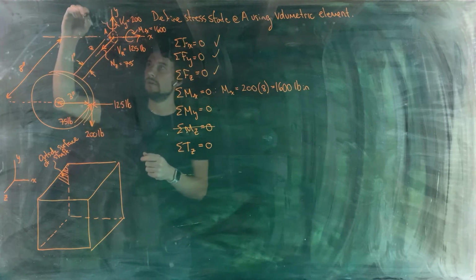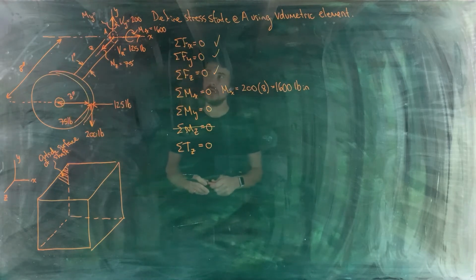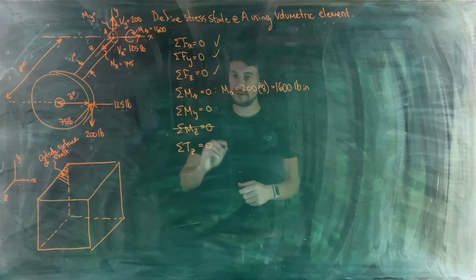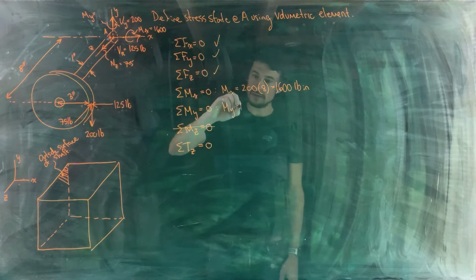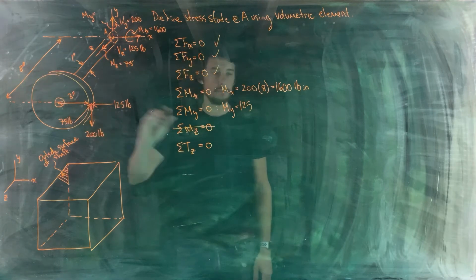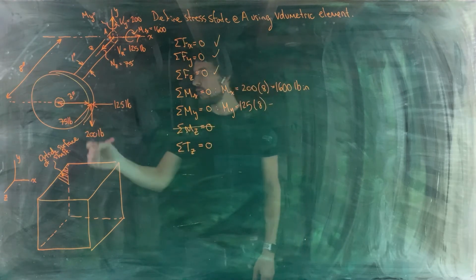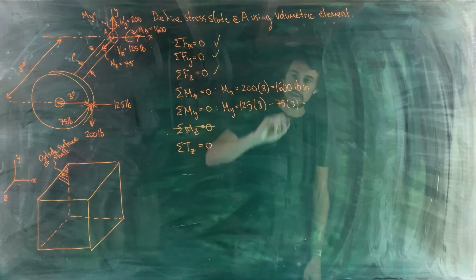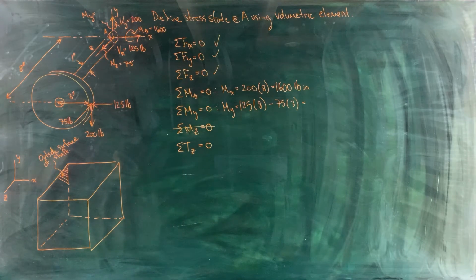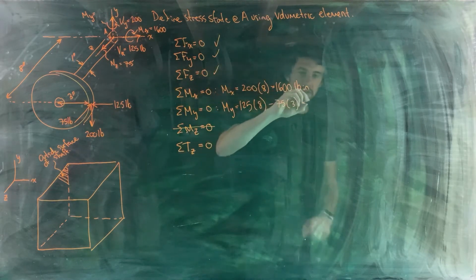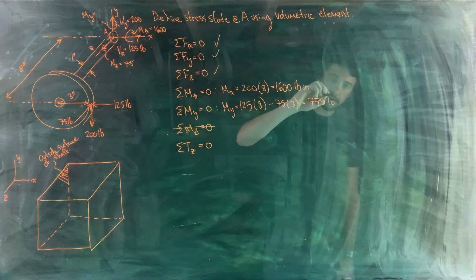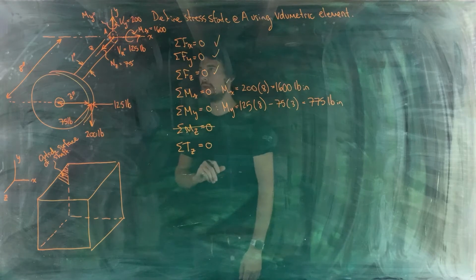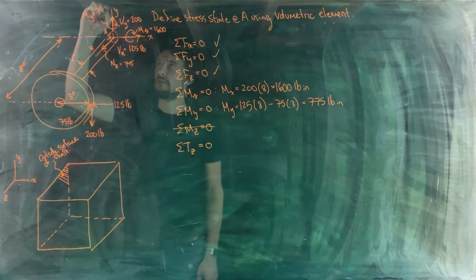Okay, so this is M subscript y. And let's figure out the value of that. So M subscript y is going to be 125 multiplied by 8, subtract 75 multiplied by 3. Okay. And that gave me, what did that give me when I did it? 775 pound inches. Okay, there we go. So 775.